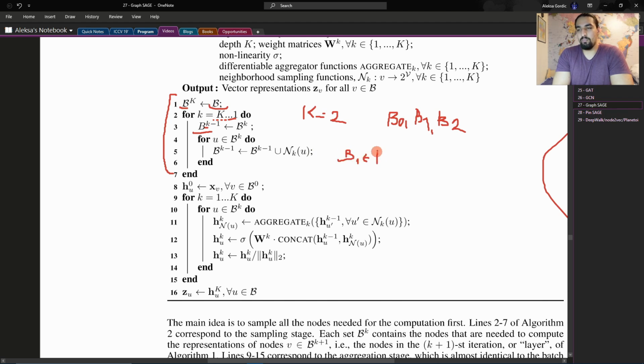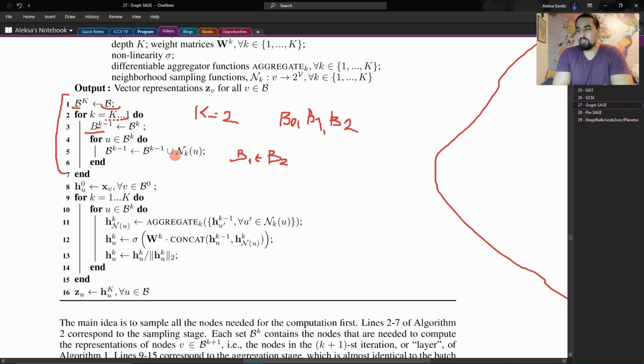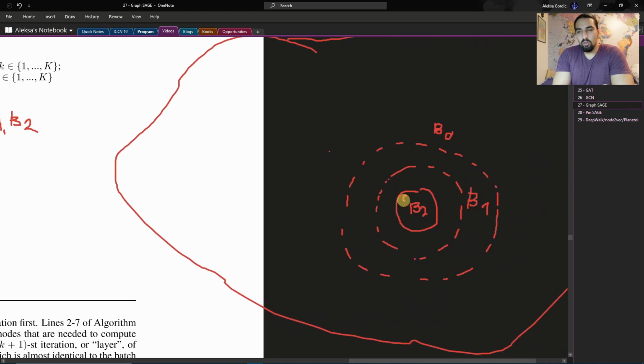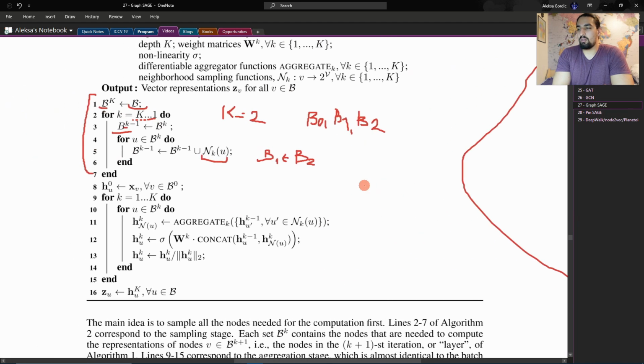We initialized it with B2 nodes, and then we iterate over B2's nodes, and we just do a union of all of the neighbors of all of the nodes in B2. So we'll go through nodes, and maybe some of these nodes will have neighbors that are here, and thus we'll slowly build up B1, and then we'll slowly build up B0.